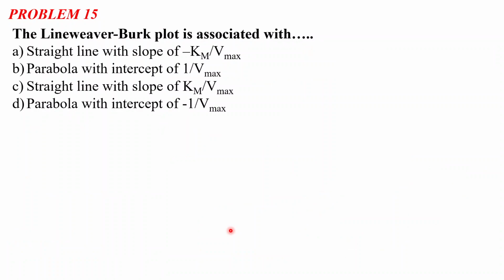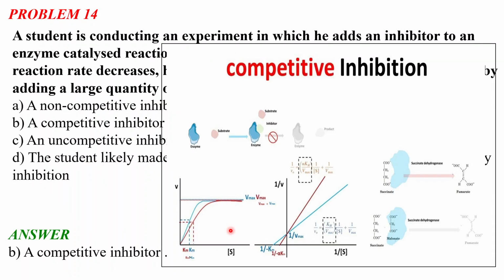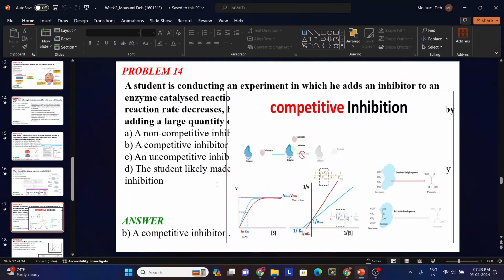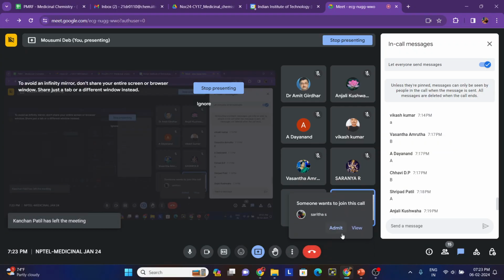Problem number 15 says the Lineweaver-Burk plot is associated with: number A, straight line with the slope of minus Km by Vmax; number B, parabola with the intercept of 1 by Vmax; number C, straight line with the slope of Km by Vmax; and number D, parabola with the intercept of minus 1 by Vmax. So the Lineweaver-Burk plot is associated with which one? This plot is similar to the Michaelis-Menten plot. This is one kind of enzyme kinetics plot. We have this Michaelis-Menten curve, and the Lineweaver-Burk plot is another one.